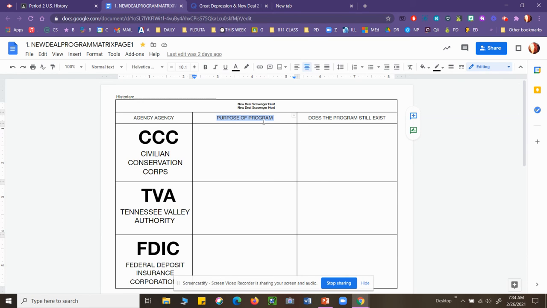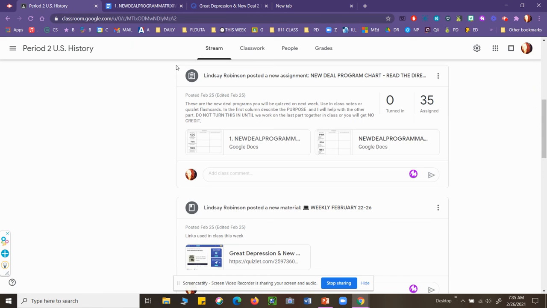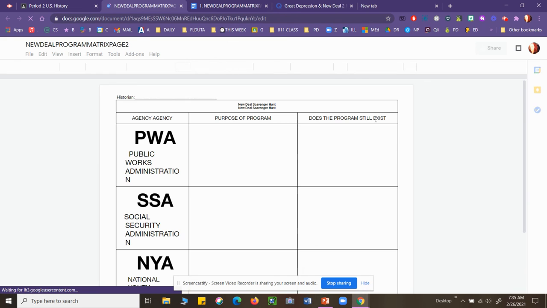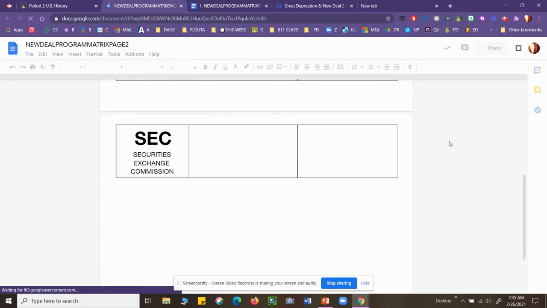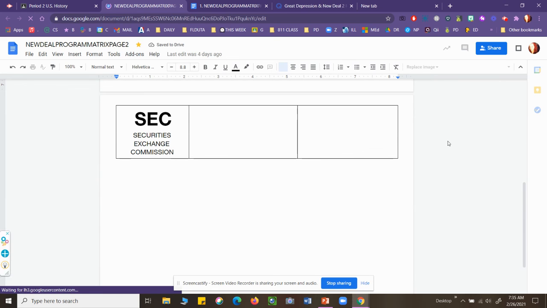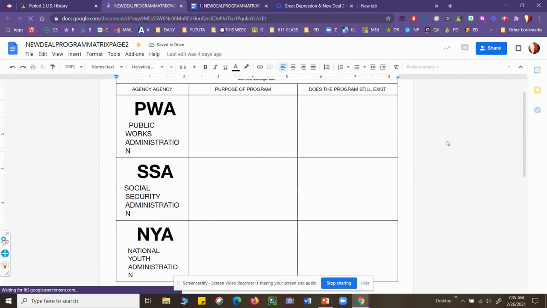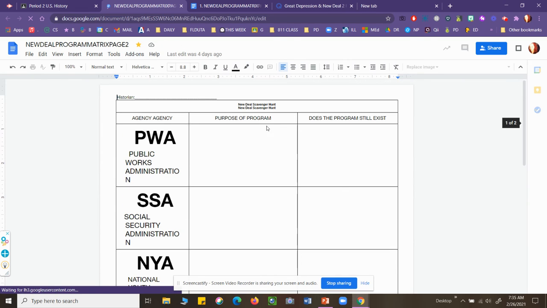So once I have filled out that first column, if I can't find any of these on my Quizlet, you can look in the glossary of your book or just look it up online. Either way is fine. There are two of these. So the second sheet, the programs you're covering are PWA, SSA, NYA, and SEC. Okay, so that you should be able to finish at least that purpose of the program before class is over.